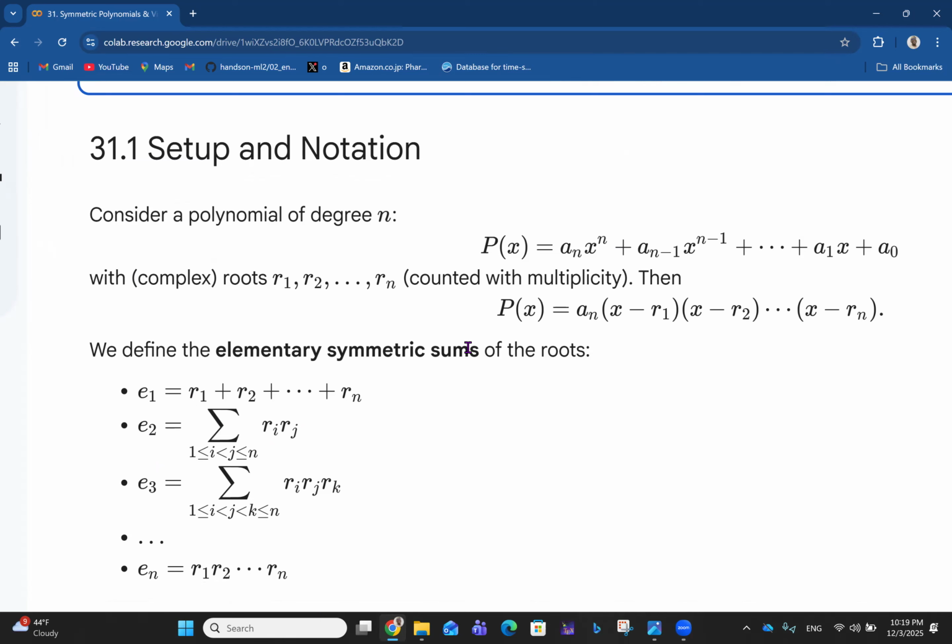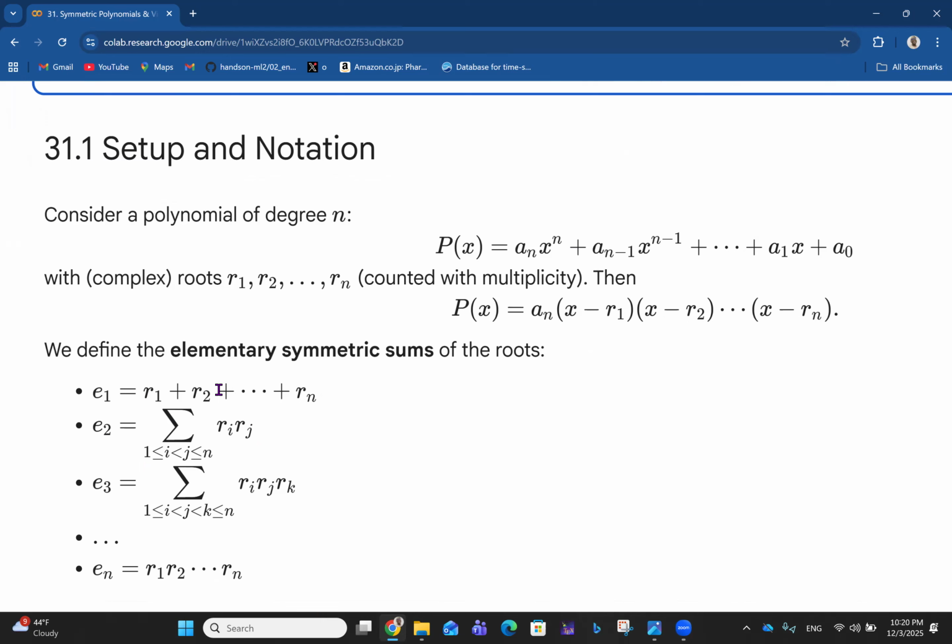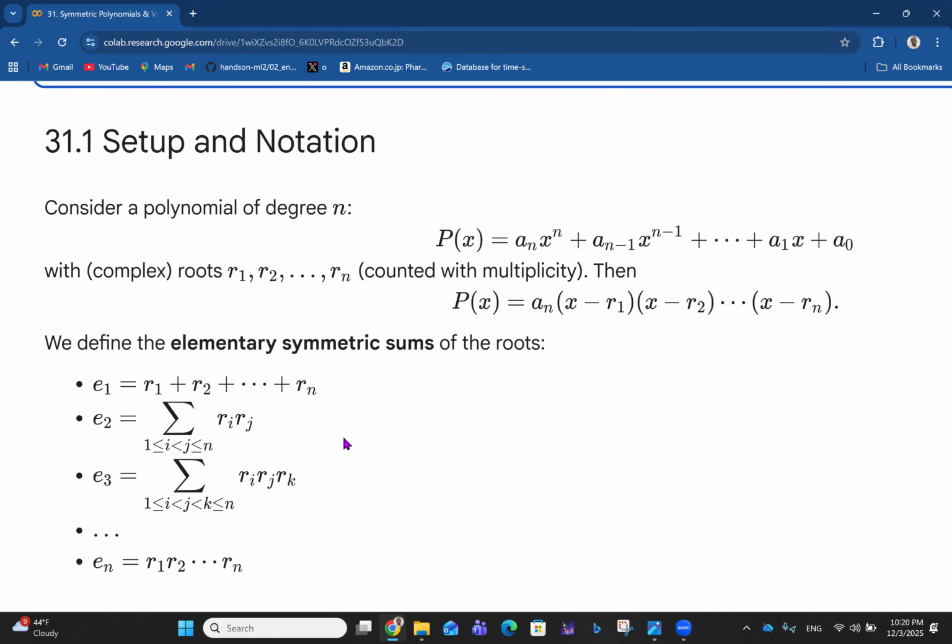So for a quadratic, E1 is alpha plus beta, E2 is alpha times beta. If you now take alpha and beta as r1 and r2, that's when we have r1 plus r2, and then E2, which coincides with En, will just be r1 times r2, or alpha beta. So these are the elementary symmetric sums of the roots.